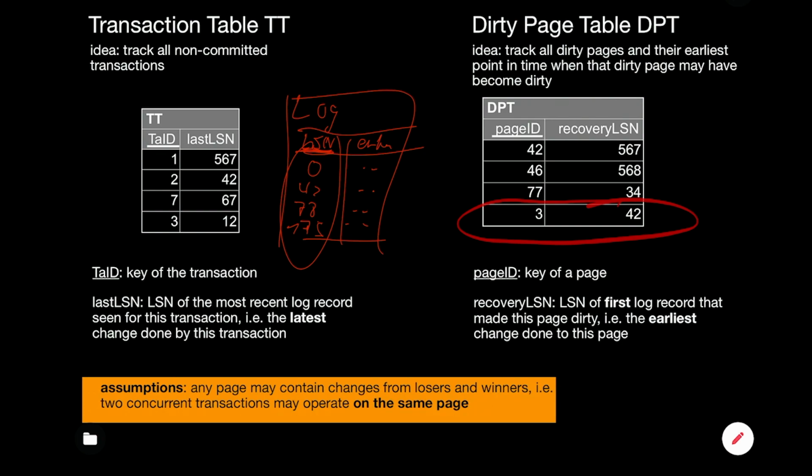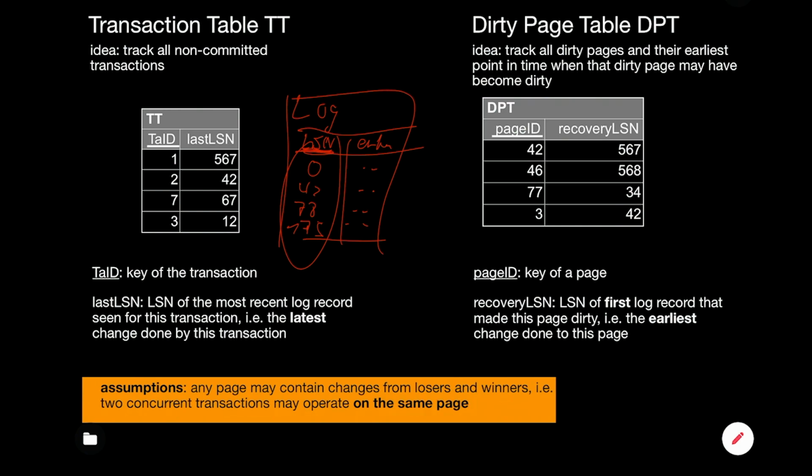For page 3, the earliest possible log sequence number that should be reconsidered, or that may have caused a problem or may not have been applied, is 42. So you know all log entries that are smaller than 42 you can ignore. In other words, that page 3 is at least in that specific version as of before. So that is the first entry that may have led to the page becoming dirty. It's really complex.